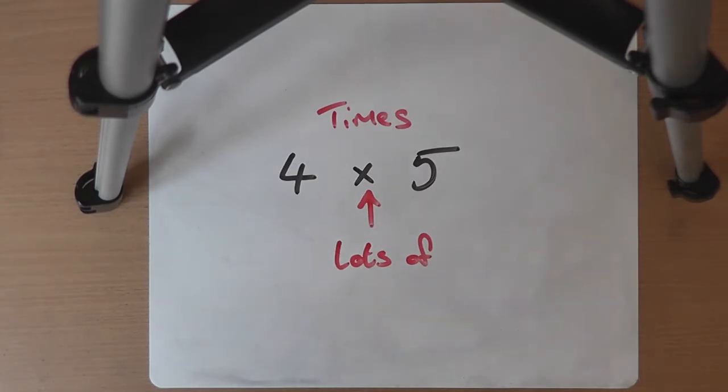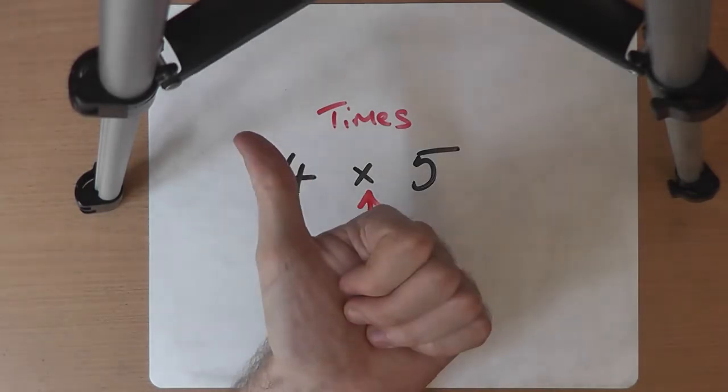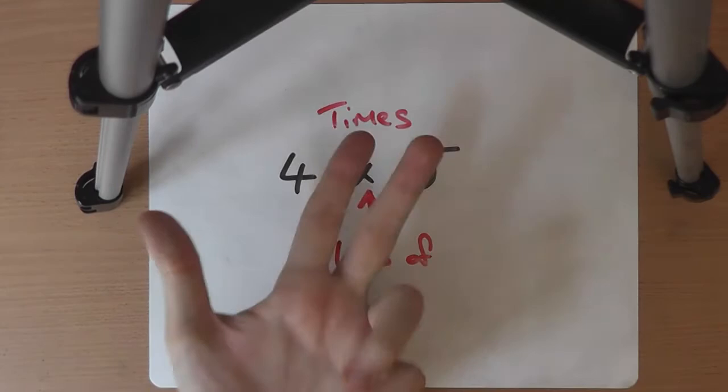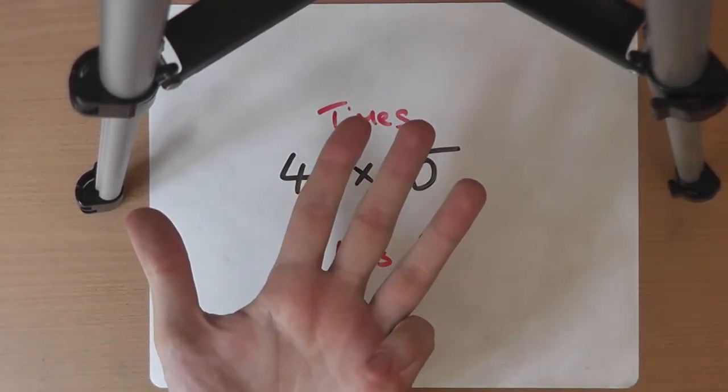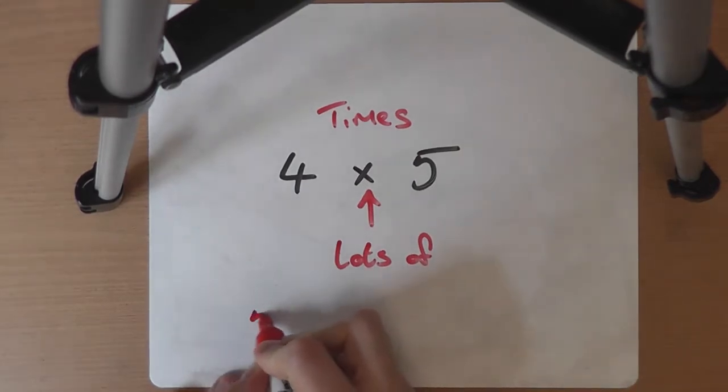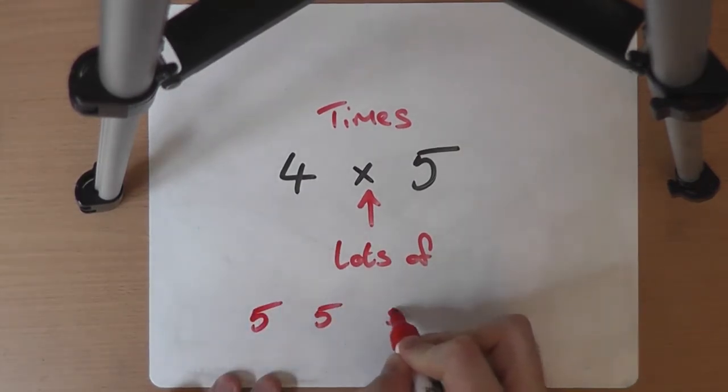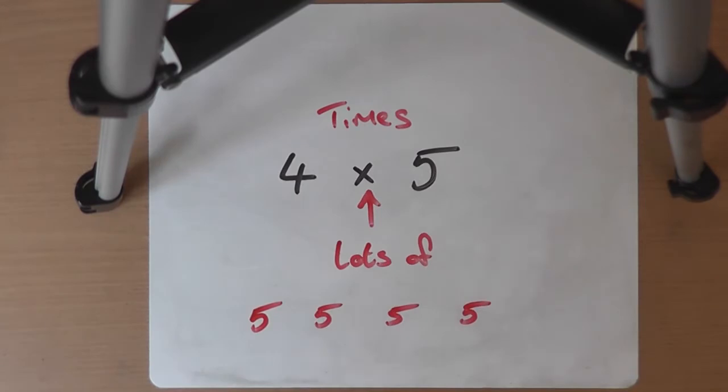4 lots of 5, as in a 5 and another 5 and another one and another one. A 5, a 5, a 5 and a 5. 4 lots of 5. 1, 2, 3, 4 lots of 5.